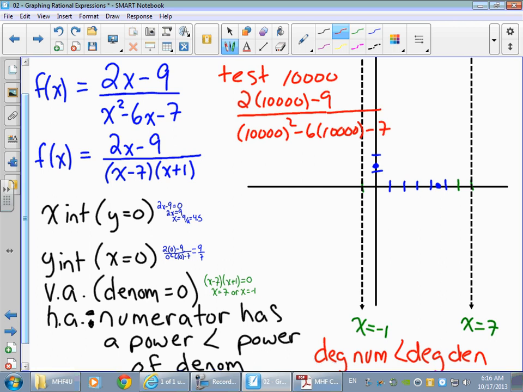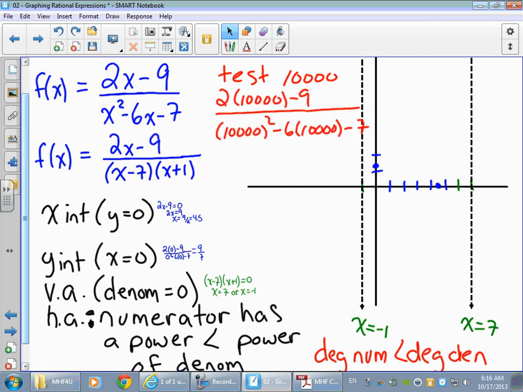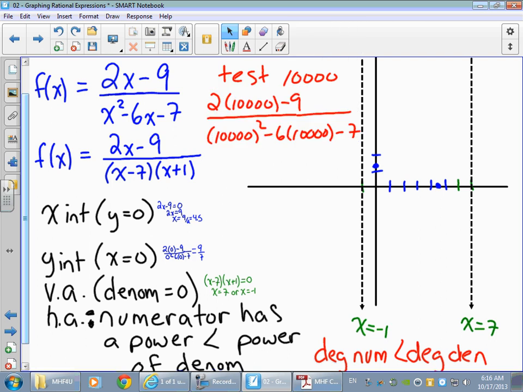Sorry for writing this over top of the existing graph. I'll pull it over here. So my numerator is just a little bit under 20,000. My denominator, this value right here, is 4 zeros, 4 zeros. So we're looking at what? 100 million minus 60,000 minus 7.